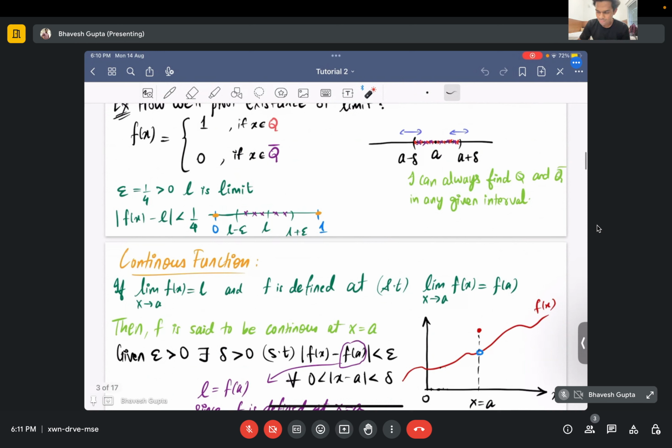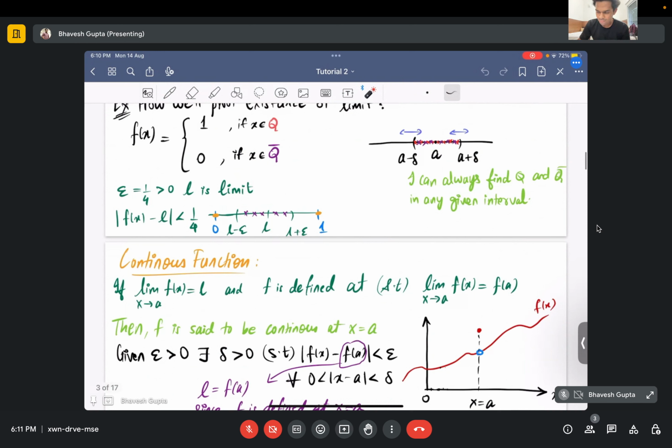I can always find an interval around here in which I can't see the difference in them, right? I can always find an interval such that we have rational and irrational in that given interval. And if I take that interval around this zero, what do I see? All values tend to be 0, right? All values turn out to be 0. So what we see is that the limiting value of the function at x equal to 0 is 0, and you can verify that from this graph here itself in the center.